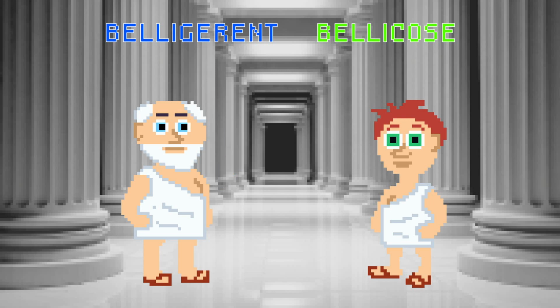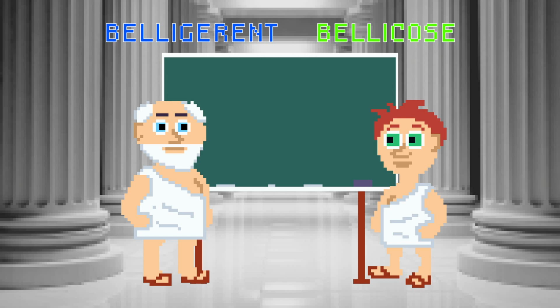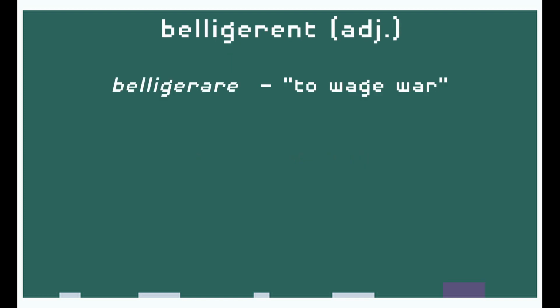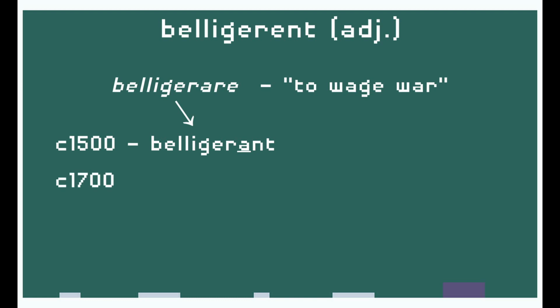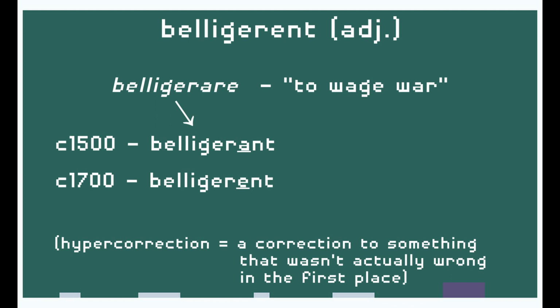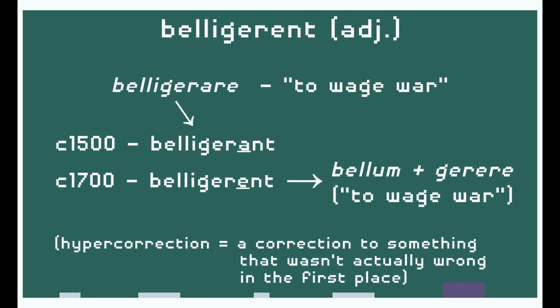Belligerent and bellicose are the etymologically related words, so let's take a look at those 2 first. Now, neither of these words is particularly common, but you're probably more likely to have heard the word belligerent than bellicose, though they both share the same root, the Latin word bellum, which means war. Belligerent comes from the Latin verb belligerare, which means to wage war. When the word first appears in English in the 1500s, it's spelled with an A to reflect its origin in this Latin verb. By the 1700s, though, the spelling changed to the current version with an E, probably as a hypercorrection, assuming that the root was bellum gerere rather than belligerare.